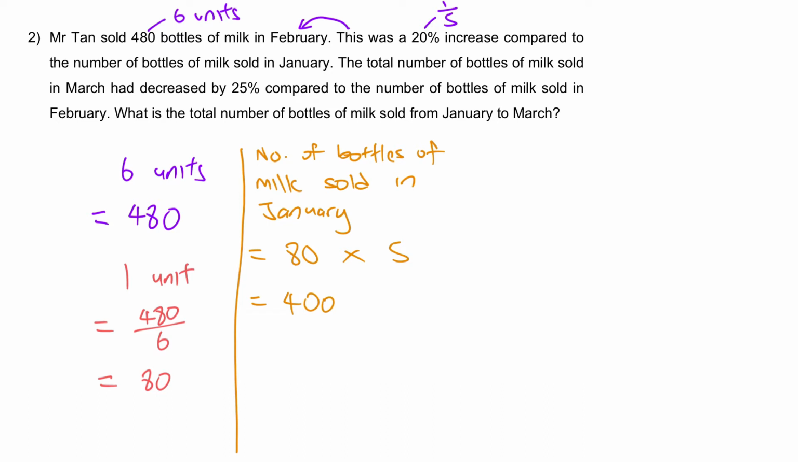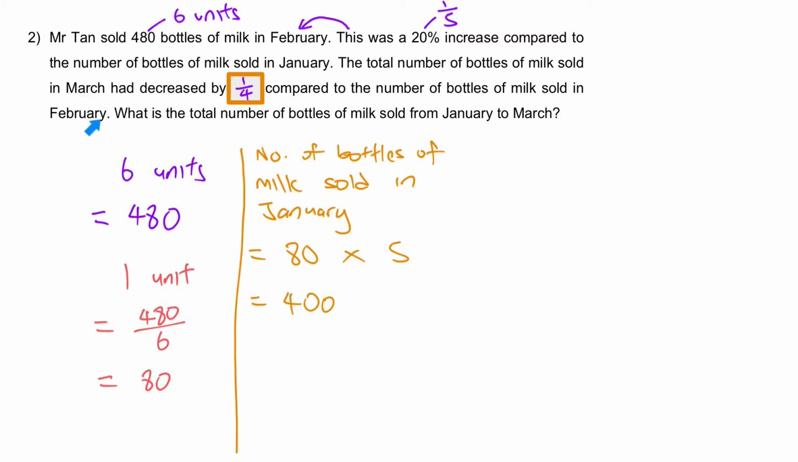Moving on, let's look at March. All right, the total number of bottles of milk sold in March had decreased by 25%. In this case, it's a quarter. Let me replace the 25% with 1 out of 4. All right, 25% is a quarter. So what this means is, in February, it's 4 out of 4. And in March, it decreased by a quarter. So in March, it's actually 3/4 of February.